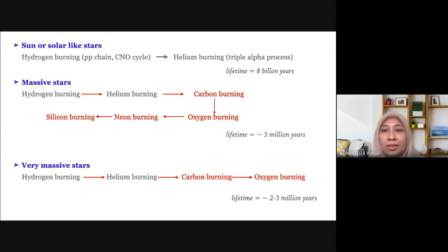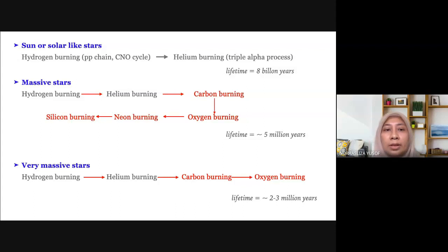Then we move to the very massive star here. A very massive star is too massive, and at one point, at the carbon burning stage, it cannot hold its structure anymore. When it cannot hold the structure anymore, it will explode, and all this remnant will contribute to the molecular cloud in the surroundings.